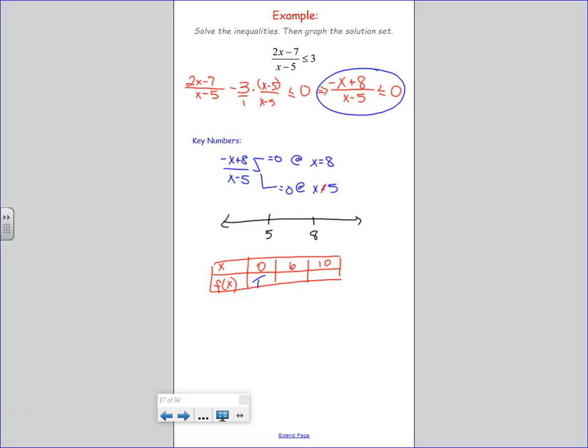Ready? Plugging in 6: negative 6 plus 8, positive, over 6 minus 5, positive. A positive over a positive is not less than or equal to 0. False. Now 10: negative 10 plus 8, negative, over 10 minus 5, positive. A negative over a positive is a negative, less than or equal to 0. True. Woo! Don't do it at home because you never know, it might go wrong.